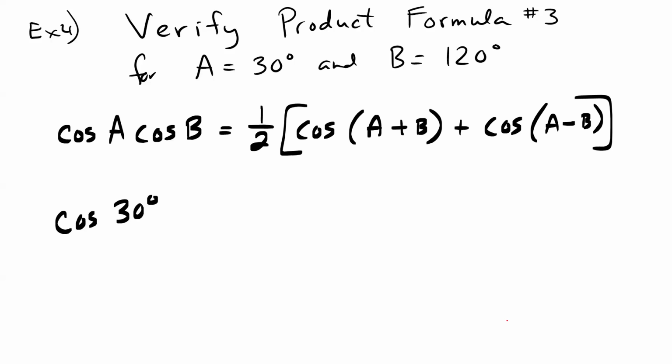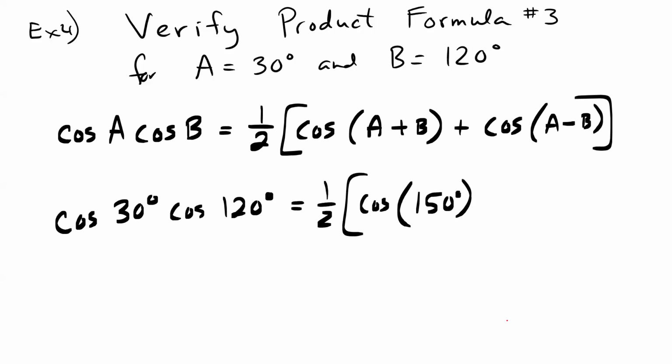So this is cosine of 30 degrees and then cosine of 120 degrees. That should be the same thing as 1/2 of cosine of 150. We good? It's 30 plus 120. This one's gonna be a little rough here. There's gonna be 30 minus 120, which is negative 90. All right, so let's go with it here.